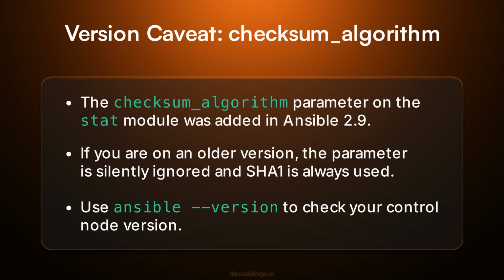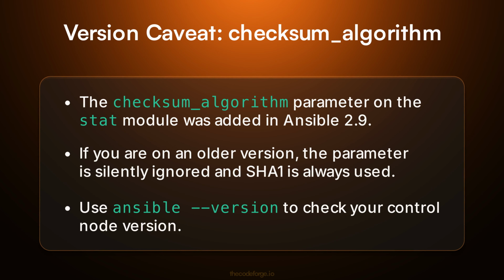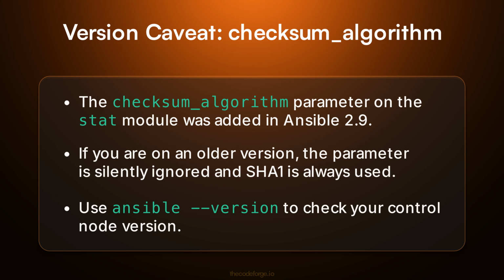The checksum_algorithm parameter on the stat module was added in Ansible 2.9. If you are on an older version, the parameter is silently ignored and SHA1 is always used. Use ansible --version to check your control node version.